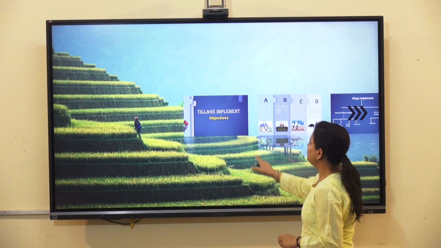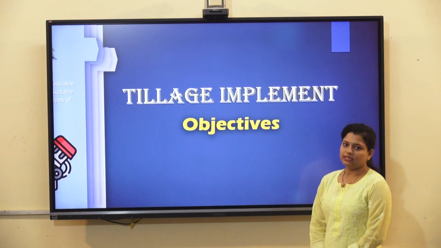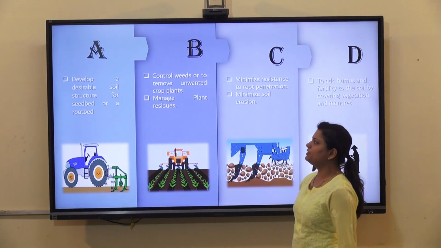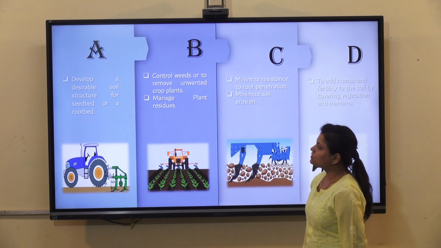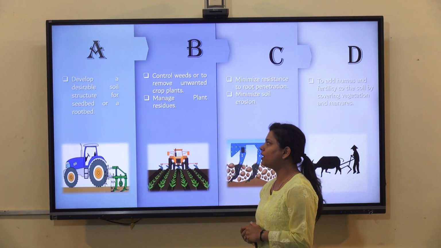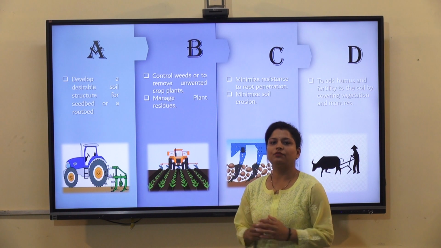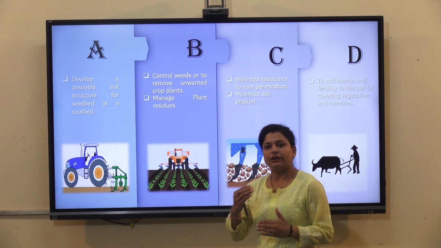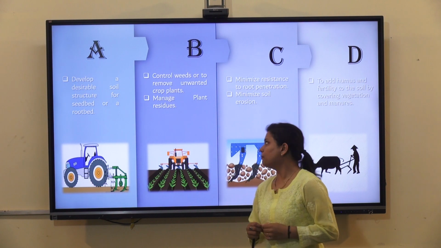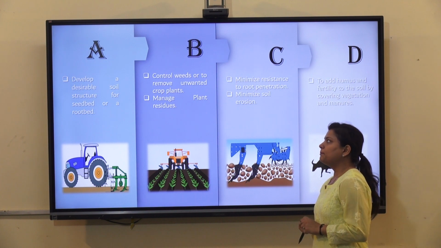Next comes what are the objectives of tillage. In the next slide we will discuss the following objectives of tillage. The first objective is to develop a desirable soil structure for the seed or root zone. Obviously, we have to prepare a good field condition for proper seed germination and for root growth of the crop.